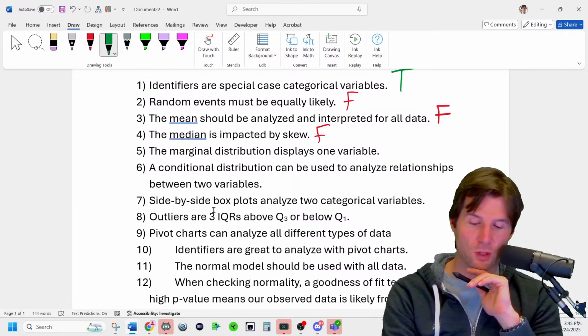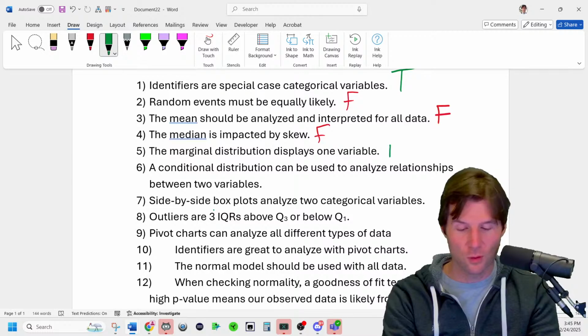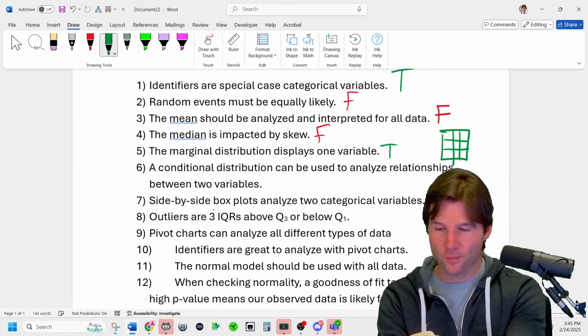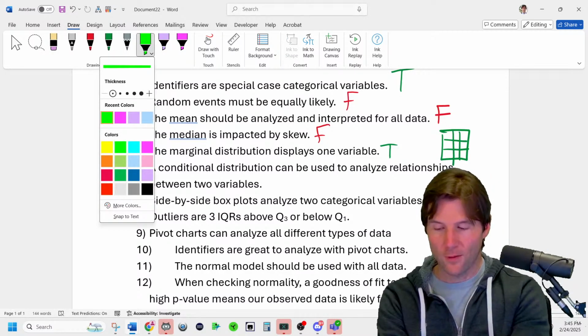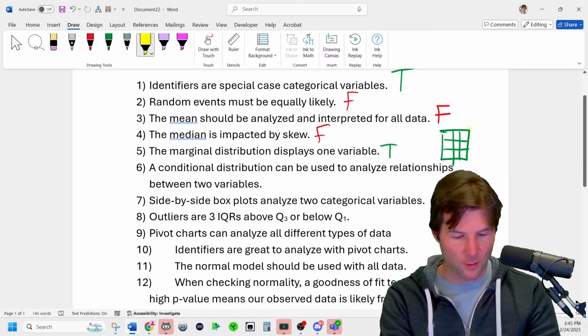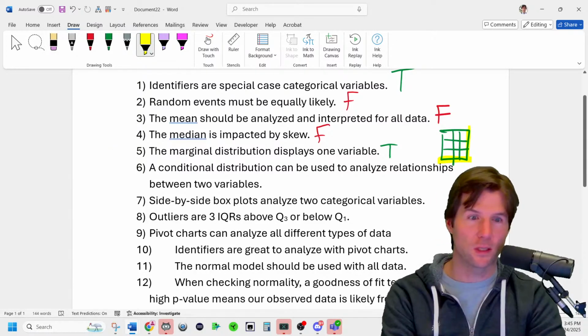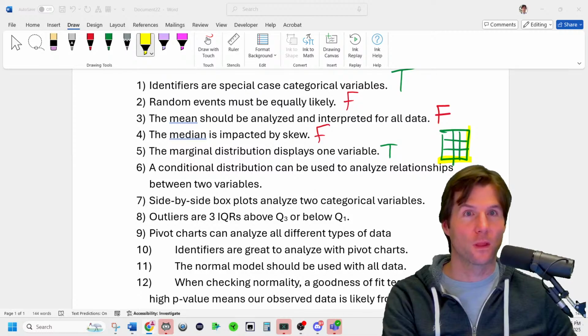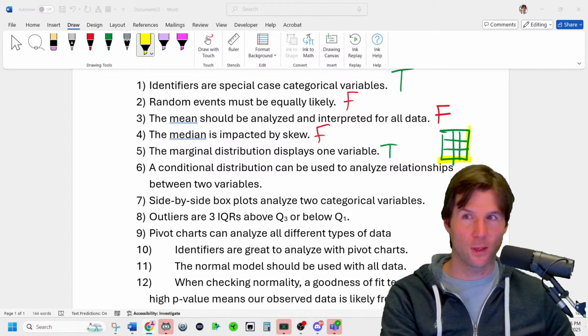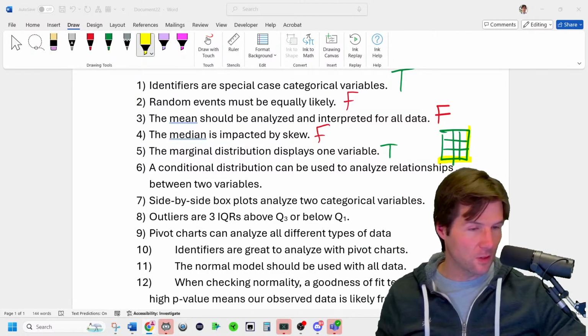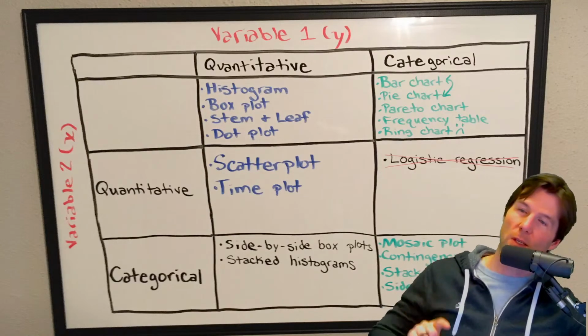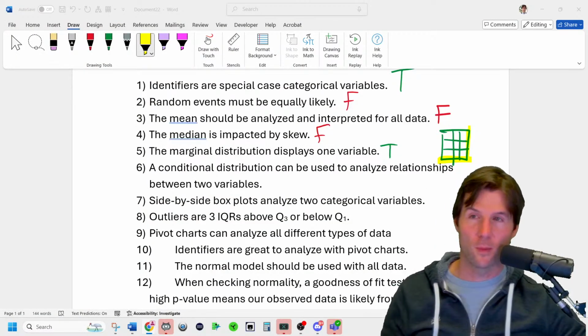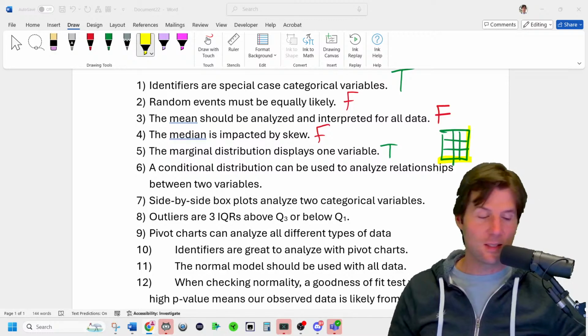The marginal distribution displays one variable at a time. That is true. That is on the side of what graphic? What graphics have marginal distributions? Can anyone say it in the chat? A graphic that has marginal distributions, one of the graphics names is what on the margins of it? Do you remember? The bivariate categorical graphics have marginal distributions. Contingency table or mosaic plot.